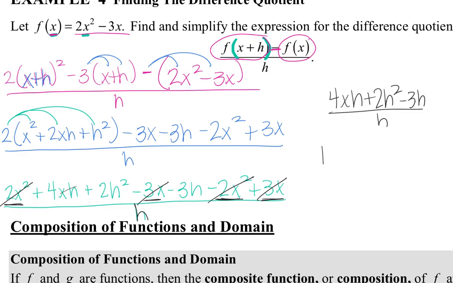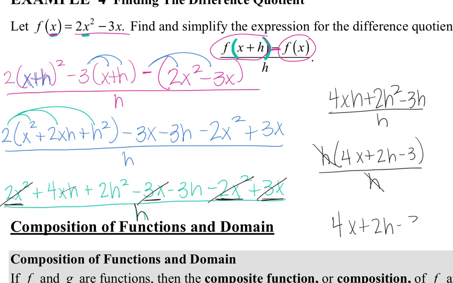So I'm going to factor out an h. So that's 4x plus 2h minus 3 all over h. Now these h's cancel. My final answer is 4x plus 2h minus 3.